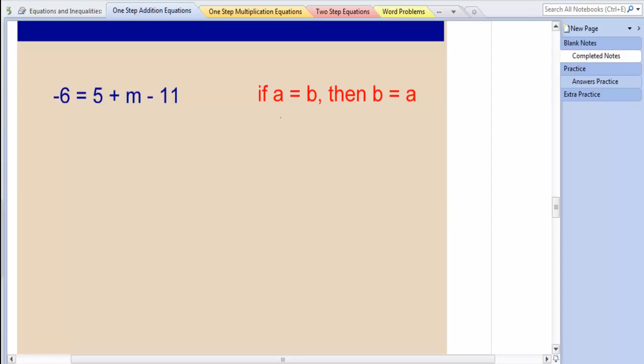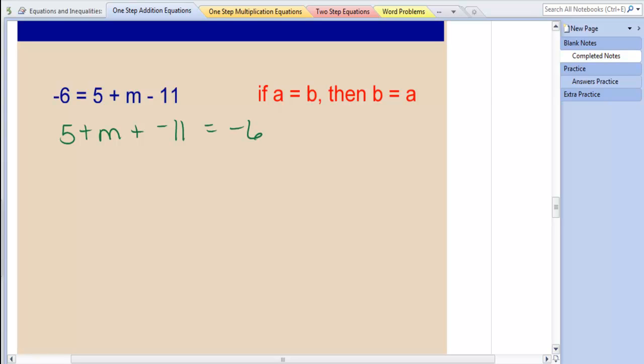But just keep in mind that if A equals B, then B equals A, right? So it doesn't matter. If two things are equal, it doesn't matter which way we write it. So I'm going to rewrite this as 5 plus m plus negative 11, I went ahead and changed subtraction to addition, equals negative 6. So now I can continue the equation and solve.